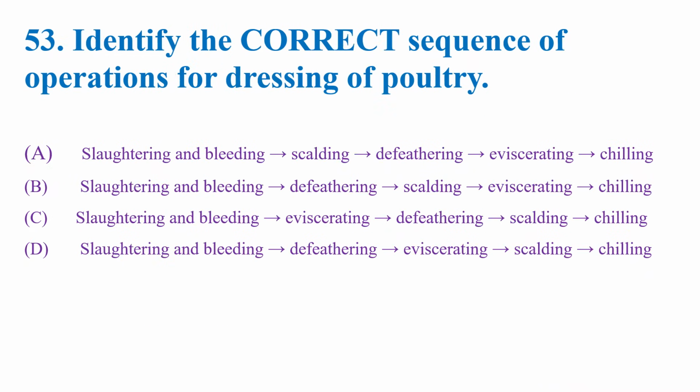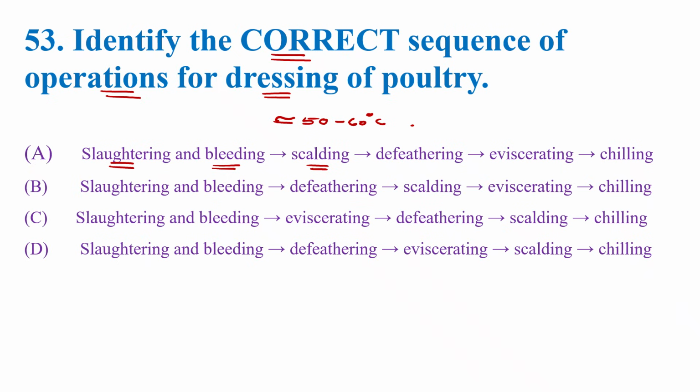To identify the correct sequence of operations for dressing of poultry. First, in poultry, what happens? The bird is killed and the blood is drained out, meaning the slaughtering process is done and bleeding is done. Bleeding is done to improve the meat quality and its appearance. Then scalding, meaning the bird is dipped in hot water, approximately 50 to 60 degrees Celsius. It is done to loosen the feather follicles and to soften the skin.